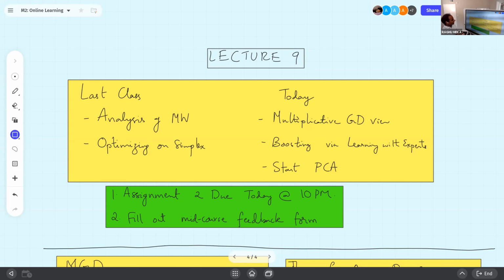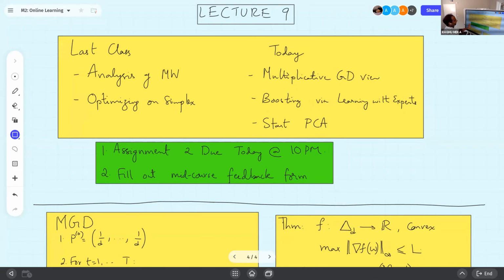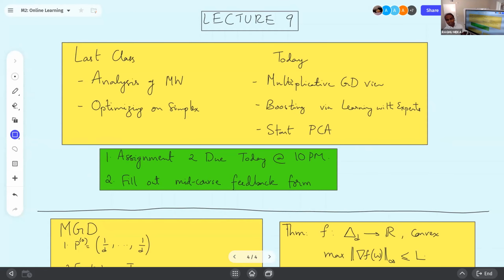So last class we talked about analyzing multiplicative weights. We showed the regret bound, which was square root t times ln d with a particular choice of epsilon. And then we also started looking at applications of multiplicative weights. The first application we started studying was optimizing functions on the simplex. It was kind of a variant of gradient descent, where instead of an additive update, as in gradient descent and stochastic gradient descent, we are looking at some kind of multiplicative update based on the gradient.